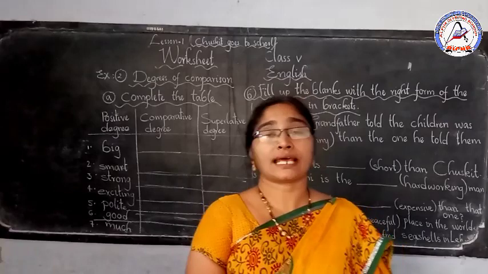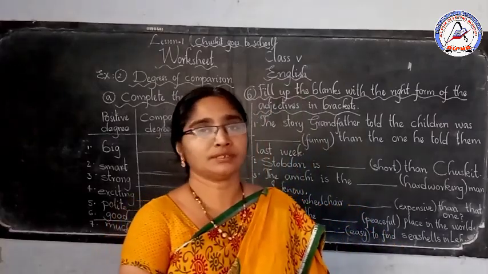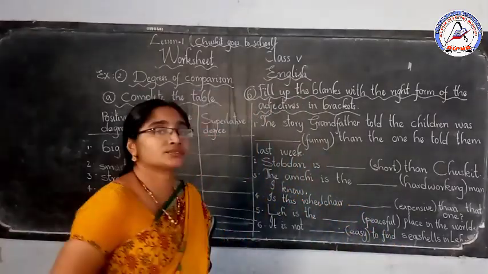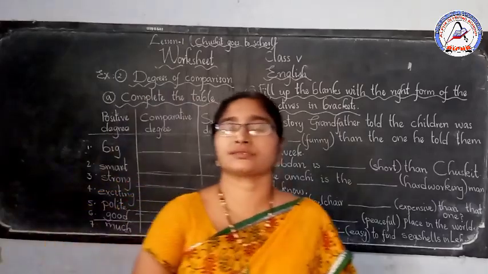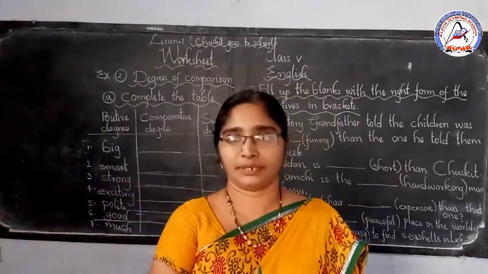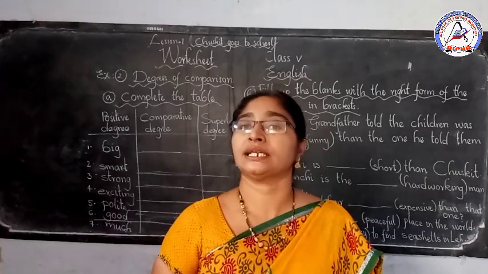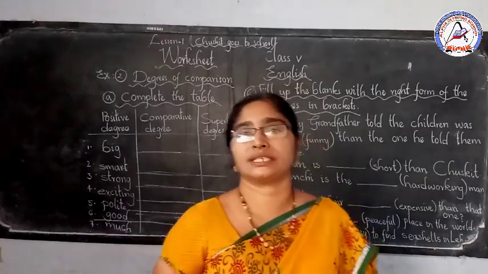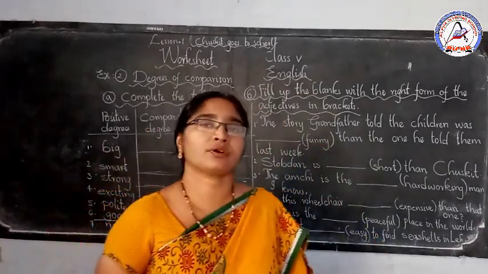Today let us discuss another exercise from lesson number 1. The topic is degrees of comparison. Already in the last video we have discussed degrees of comparison. An adjective can be written in 3 different forms to show the degrees of comparison. What are the 3 different forms?